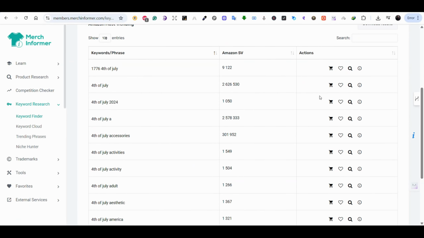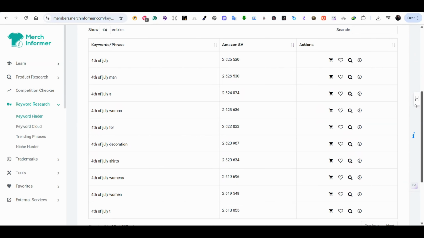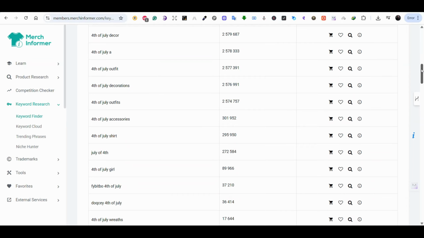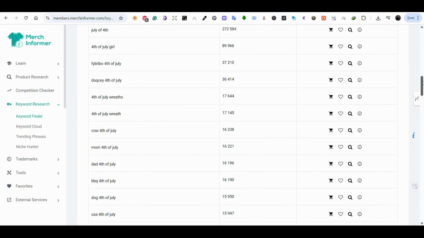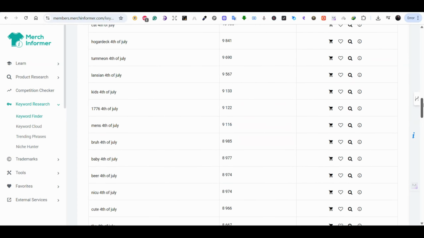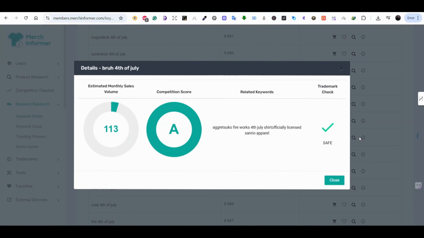The keyword finder shows all the keywords under the keyword that we have entered, and we can sort the keywords in ascending or descending order using the search number. So let's change the entries to 100, and this will give us 100 keywords on the page. All these are keywords under the main keyword 4th of July and the number of items used with this keyword. We can see here the keyword bro 4th of July, and if we press on the I button, we get to see the details of this keyword.